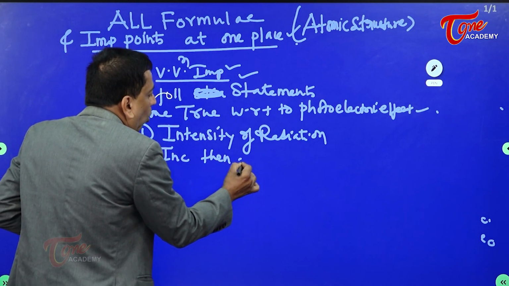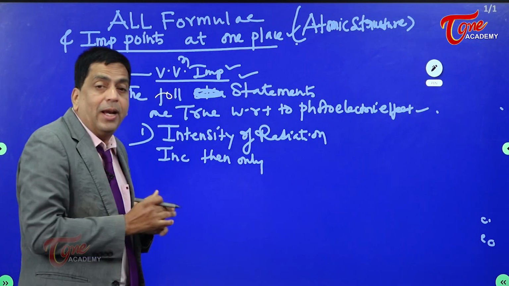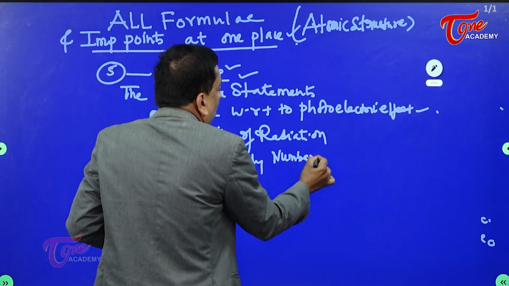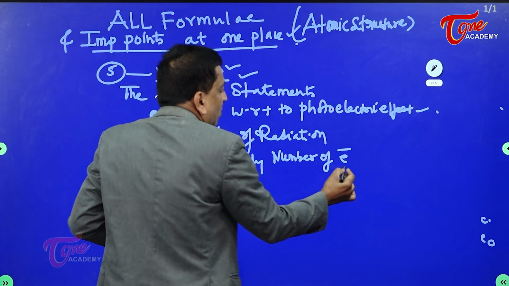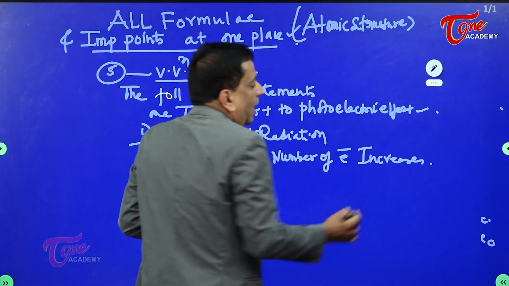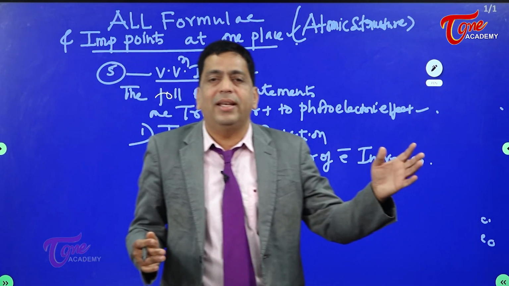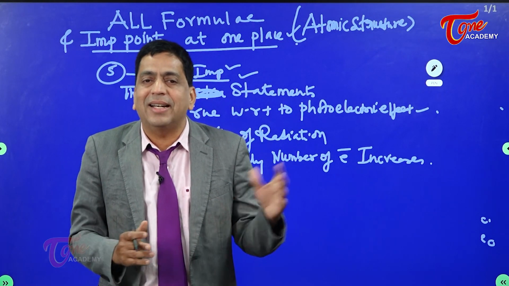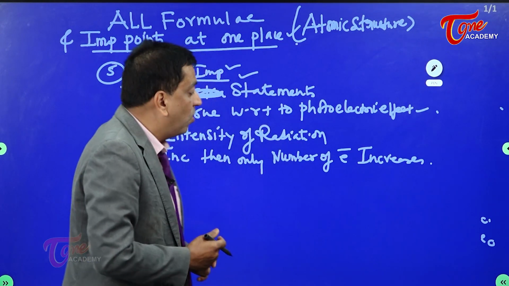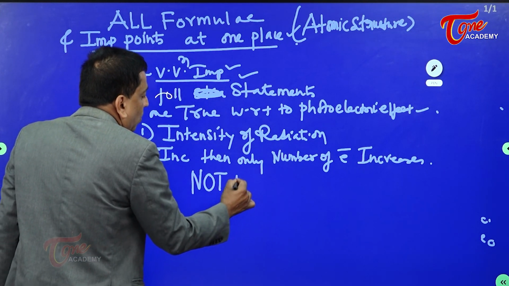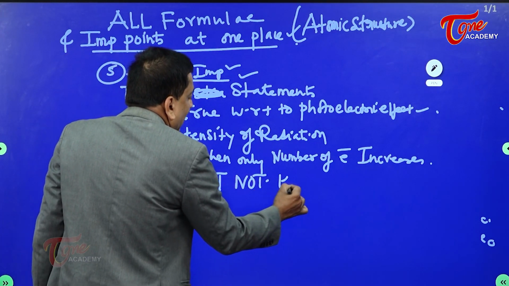Then only the number of electrons just increases. That's all. The number of electrons that are kicked out increases. So when intensity increases, it is the number of electrons that are kicked out that increases. Nothing more than that, right? And I would like to highlight, not the kinetic energy.